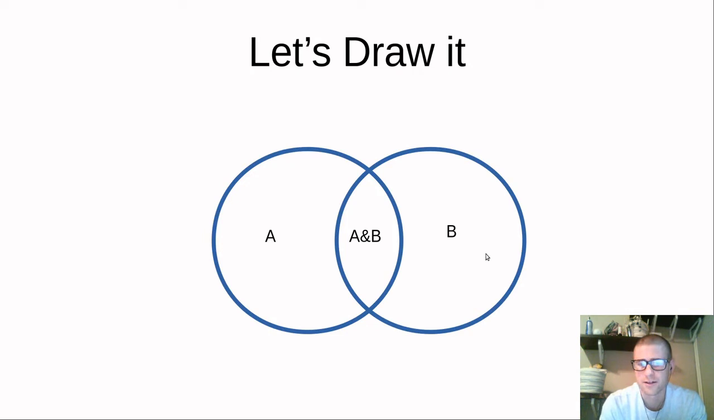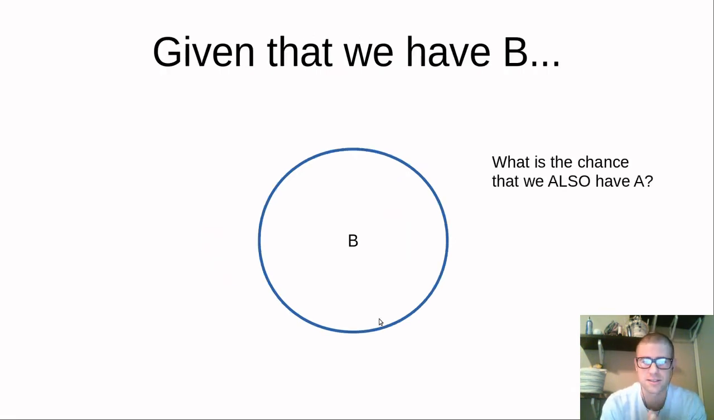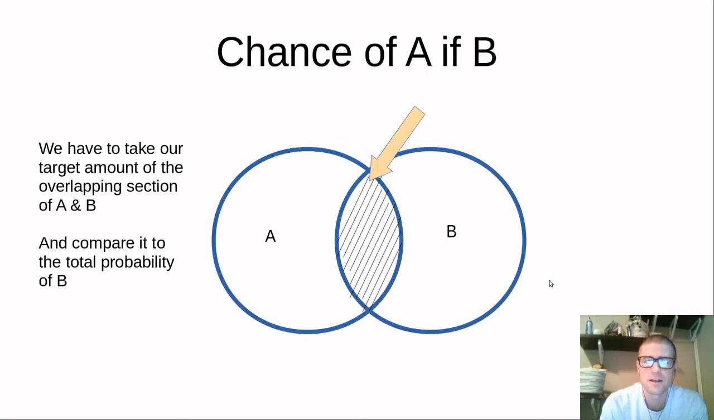So if you draw it out, you have essentially an event over here in this circle, which would be called A. You have an event over here in this circle called B, and there's a small sliver of intersecting, or a chance that they would occur together. And that's that small central sliver. So given that we have B, what is the chance that we also have A? That's this central section right here that's shaded.